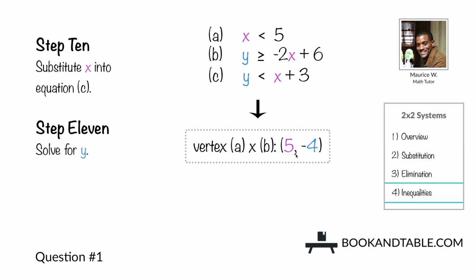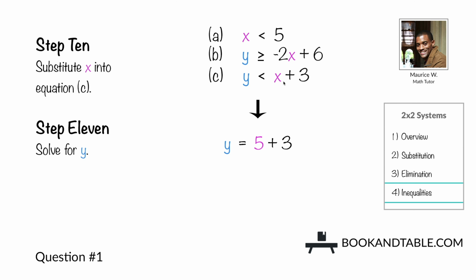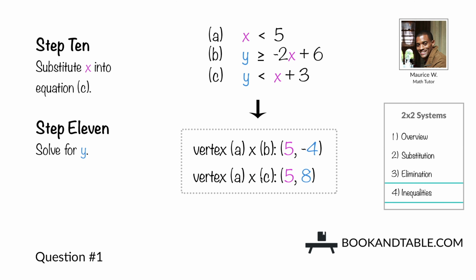And now for AC, step 10, substitute x is equal to 5 into equation C, x plus 3, giving us y is equal to 5 plus 3, which is 8. So vertex AC is where x is 5 and y is 8. So now we have 2 of the vertices.